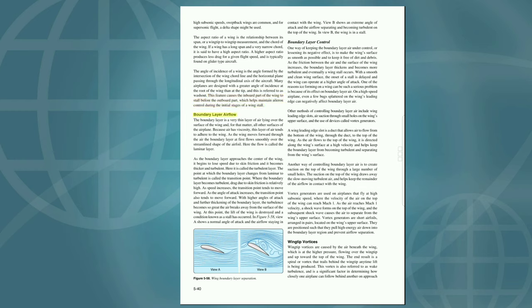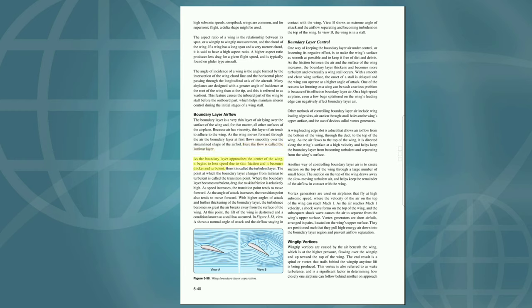Boundary layer airflow. The boundary layer is a very thin layer of air lying over the surface of the wing and, for that matter, all other surfaces of the airplane. Because air has viscosity, this layer of air tends to adhere to the wing. As the wing moves forward through the air, the boundary layer at first flows smoothly over the streamlined shape of the airfoil. Here the flow is called the laminar layer.